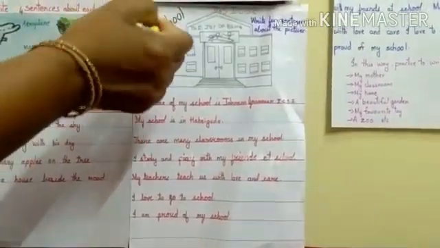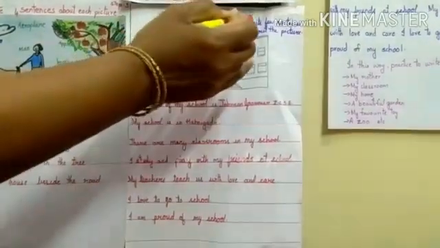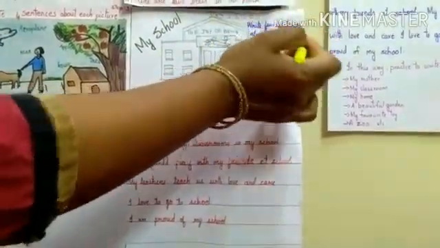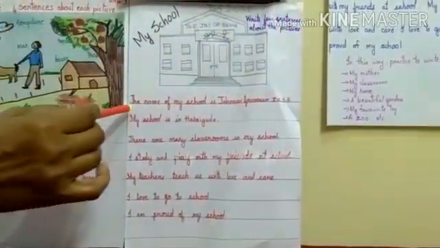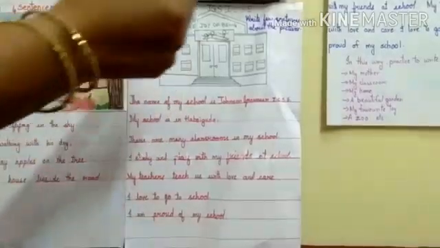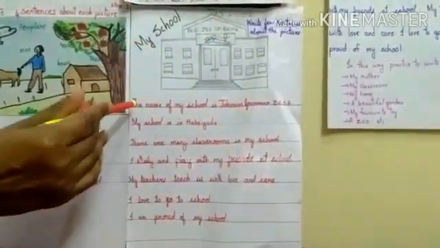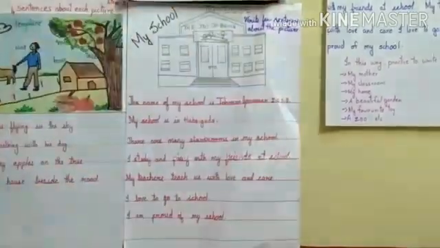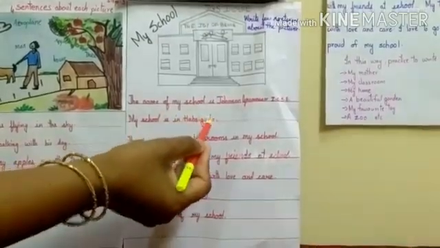Now, in the fourth part of picture composition, you have to write a few sentences about the picture. A picture is given, you have to write a few sentences. That is, what is the name of your school? You have to keep posing questions and write the answers. The name of my school is Johnson Grammar ICSE. Where is your school? My school is in Hapsiguda.